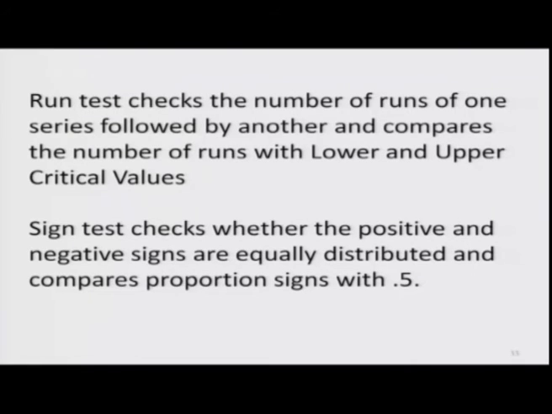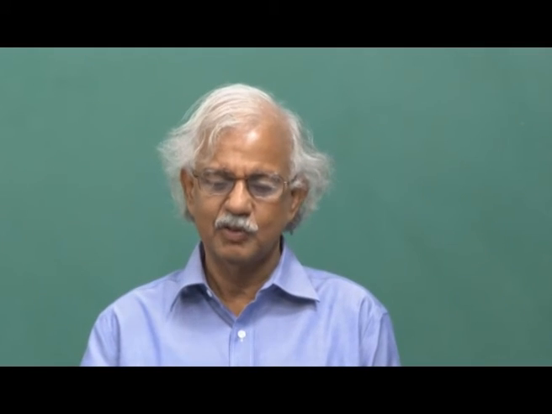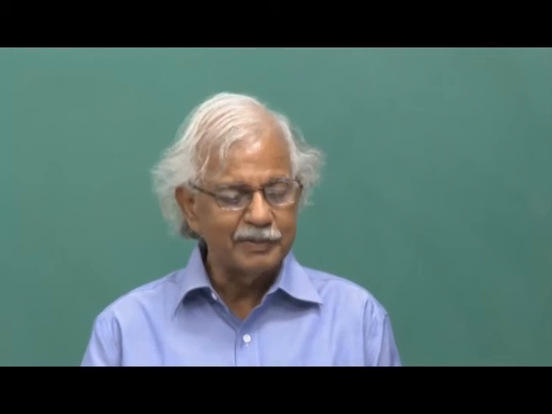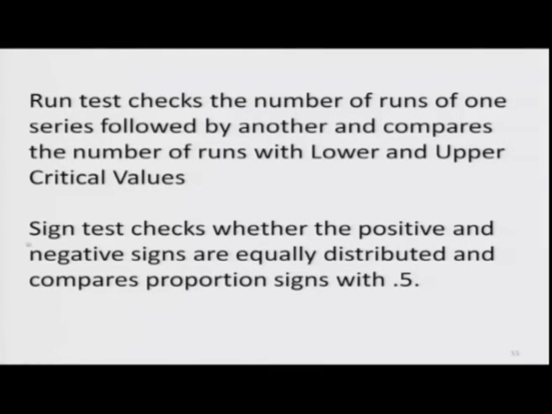Run test checks the number of runs of one series followed by another and compares the number of runs with lower and upper critical values. These lower and upper critical values are tabulated for given values of the size of the first sample and the size of the second sample. Okay. And again the logic is the same. If the calculated value of runs lies between the lower and upper critical values, accept the null hypothesis, and if they go beyond, they are lower than the lower critical value or more than the upper critical value, then you reject the null hypothesis.